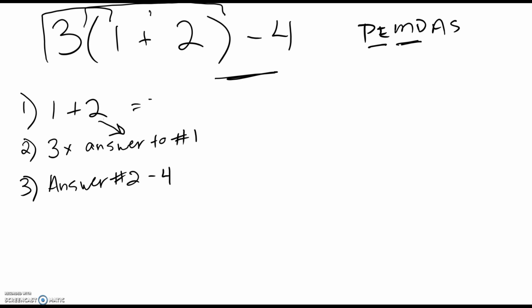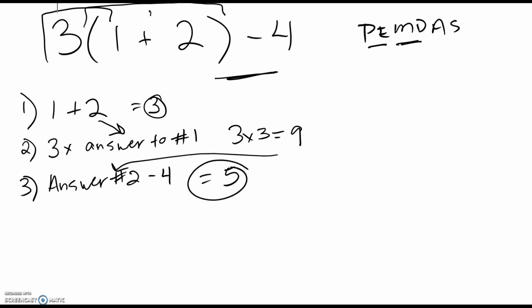And then I could work my way through that. Okay, 1 plus 2, that's 3. All right. 3 times the answer to number 1, well, that was 3, so that's 3 times 3 is 9. And down here I have 9 minus 4 is 5. And that should get me the answer to order of operations. It'll work even with a more complicated problem. Let me show you one of those.